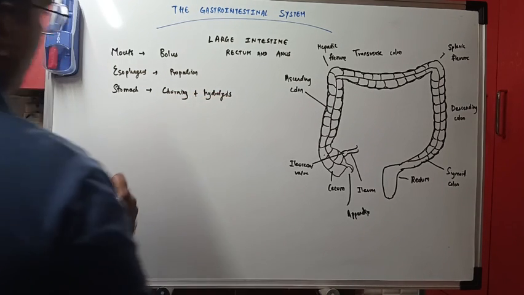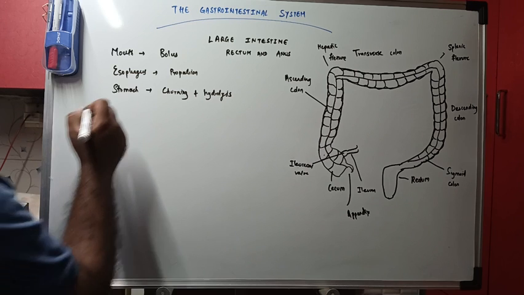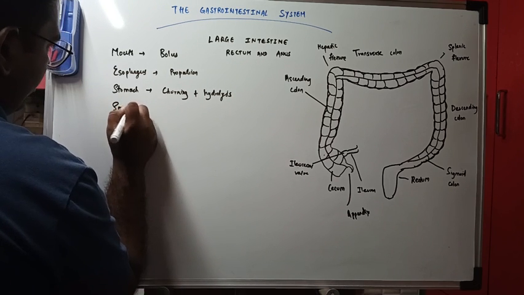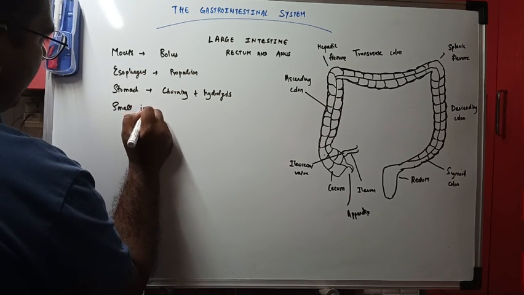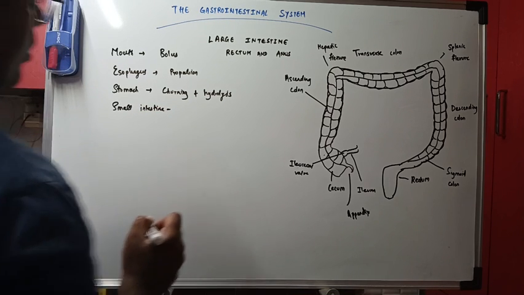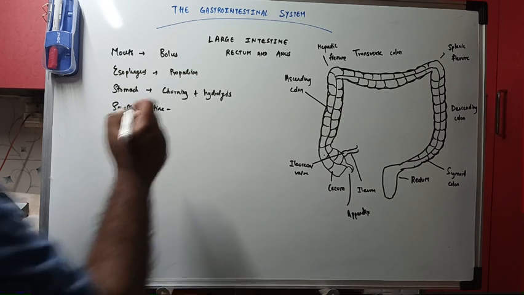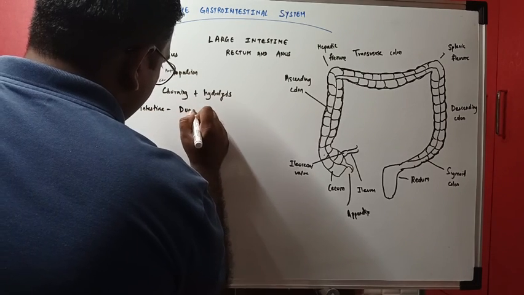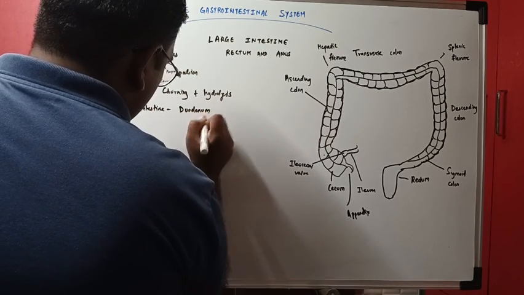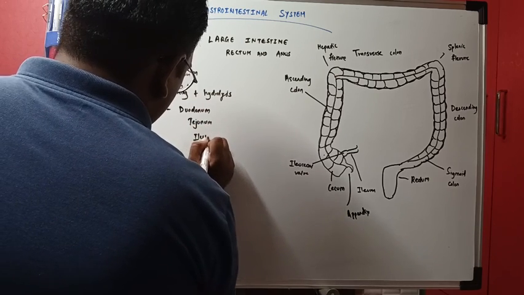Then the food further goes for digestion in the small intestine. So we have seen the parts of the small intestine like duodenum, jejunum, and ileum. Every part has its specific functions. So we'll write over here duodenum, jejunum, and ileum.